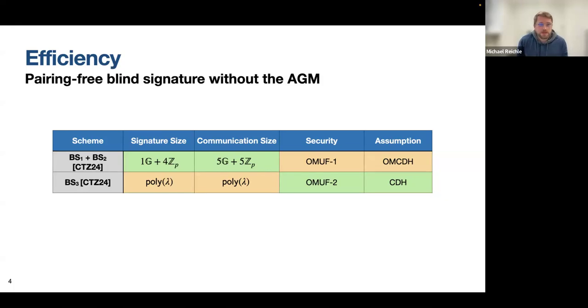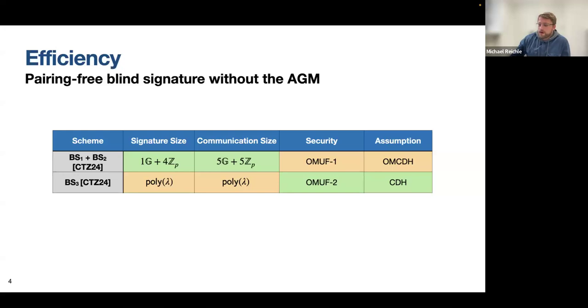The first two constructions are very efficient in terms of communication and signature size. They build on BLS, but they only achieve OM of 1, the weaker notion, and they rely on a one-more assumption. So from a theoretical point of view, this is maybe a bit less satisfying. BS3 managed to achieve OM of 2, the stronger notion, and is proven under CDH. But it's a lot more inefficient in terms of signature and communication size. This is roughly poly; I think it was roughly in the 10 kilobyte range.